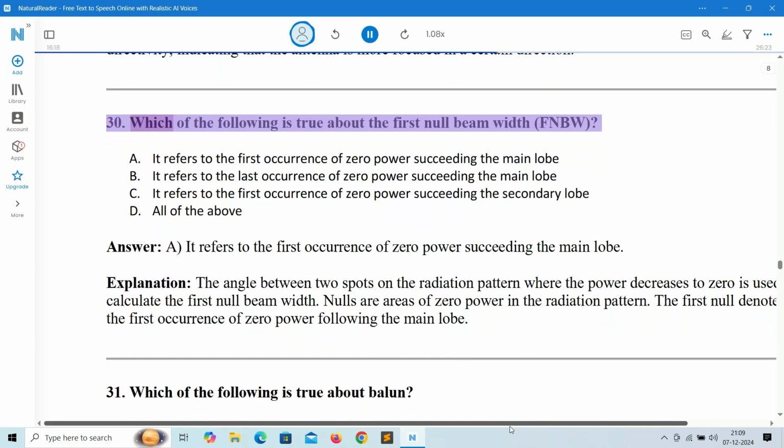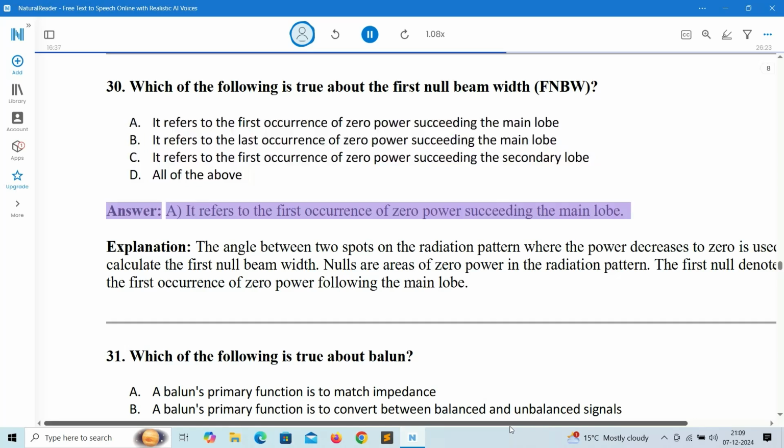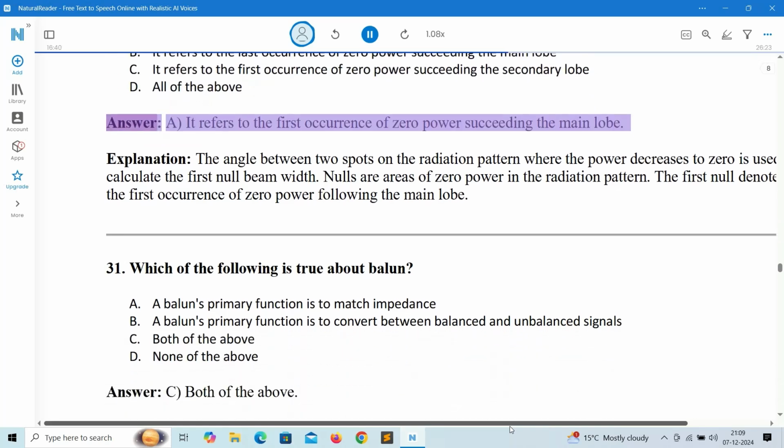30. Which of the following is true about the first null beam width, FNBW? A. It refers to the first occurrence of zero power succeeding the main lobe. B. It refers to the last occurrence of zero power succeeding the main lobe. C. It refers to the first occurrence of zero power succeeding the secondary lobe. D. All of the above. Answer: A. It refers to the first occurrence of zero power succeeding the main lobe.